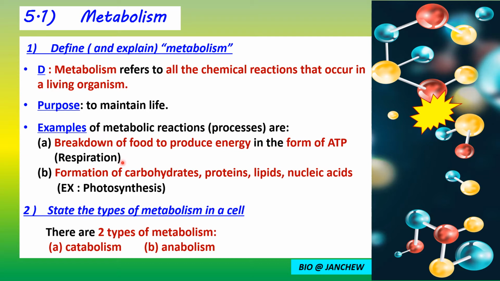So this explanation, breakdown of food to produce energy in the form of ATP, is talking about respiration. And also formation of carbohydrates, proteins, lipids, and nucleic acids. These are other examples of metabolic reactions. Formation of carbohydrates can occur during photosynthesis in plants. Plants will manufacture or synthesize glucose, for example. That's a carbohydrate, so that's another type of metabolic reaction.